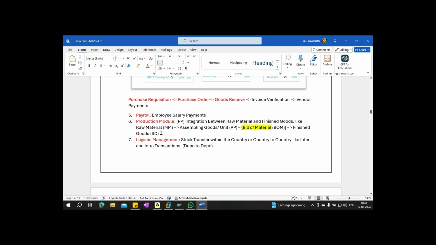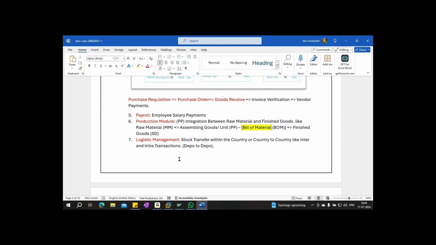Finished goods are taken care of by sales and distribution. So which department purchases raw materials? Material management. Which department issues finished goods? Sales and distribution. In between, who will take care? PP, production planning. For making the product, they maintain the BOM, bill of material.